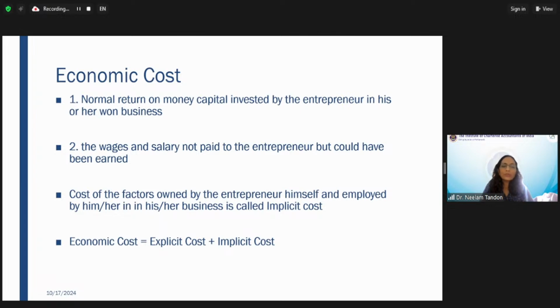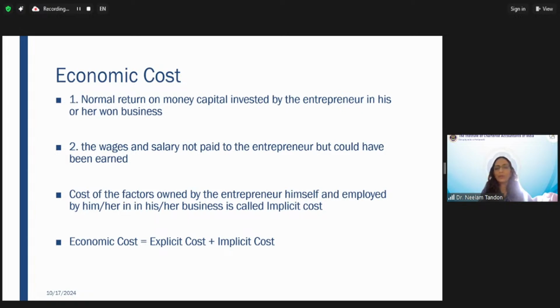So the cost which you forgo as an entrepreneur for running your business is the implicit cost. It is a cost you incur, but you do not count it. Reason being, it's an opportunity which you have foregone, and that is why this cost is known as implicit cost. It is always present, but you do not see it, and that is why it is not recorded in the books. It is not reflected anywhere in the financial statement.